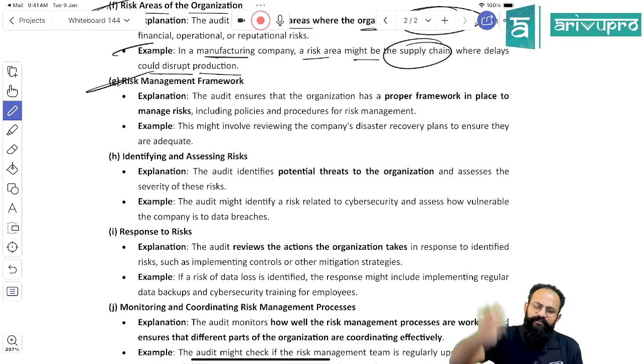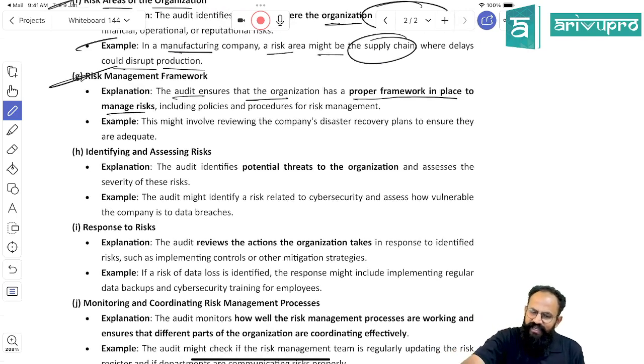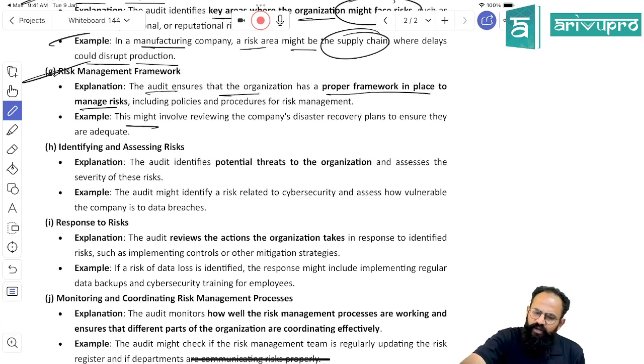Next one, risk management framework. How are you managing the risk? The audit ensures that the organization has a proper framework in place to manage risks. For example, this might involve reviewing the company's disaster recovery plans to ensure they are adequate.